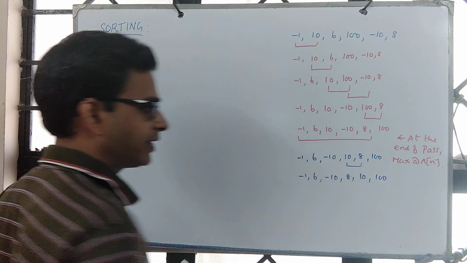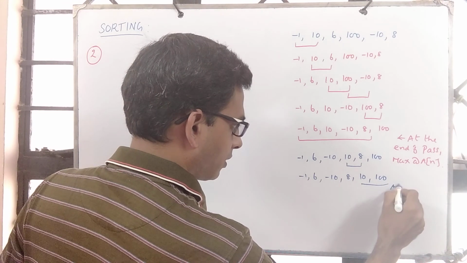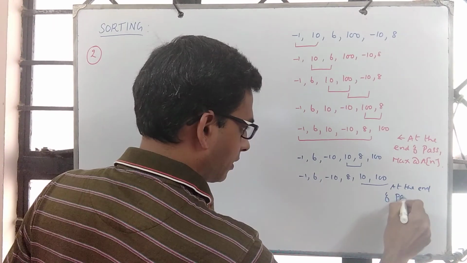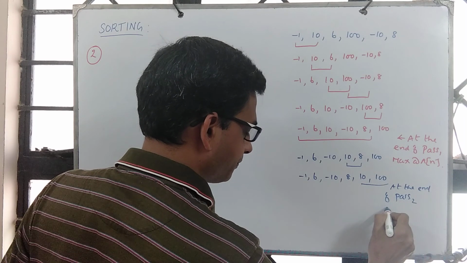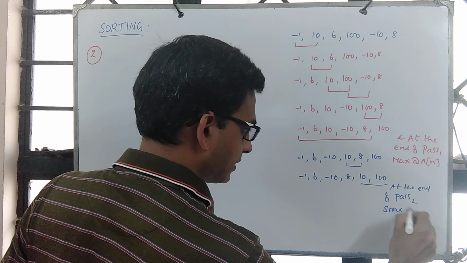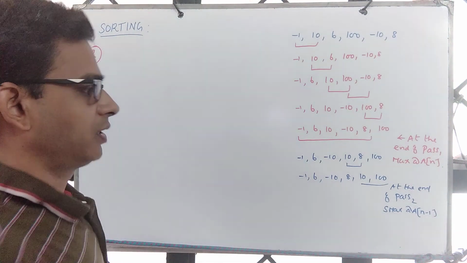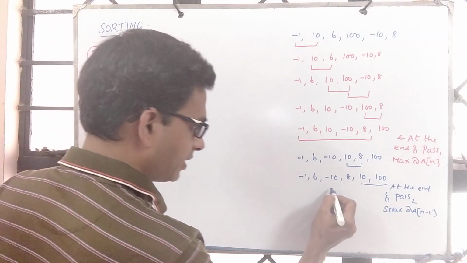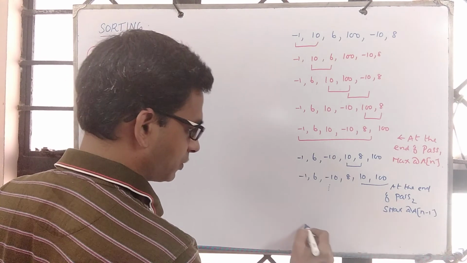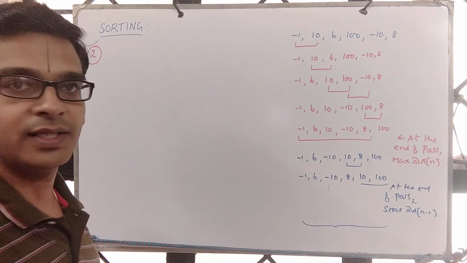So now you see that at the end of pass 2, max is at A of n and second max is at A of n minus 1. So like that we keep doing this. Then you see max, second max, third max and so on. At the end of n passes, you see that the array is sorted.